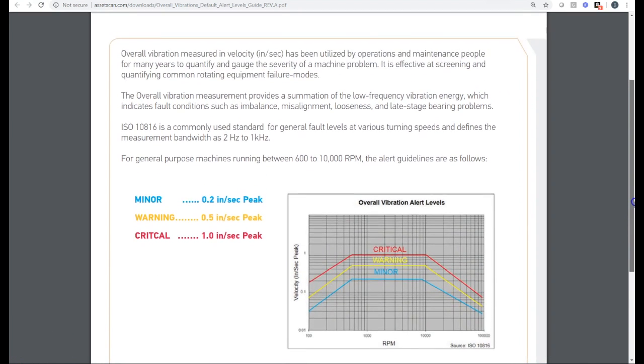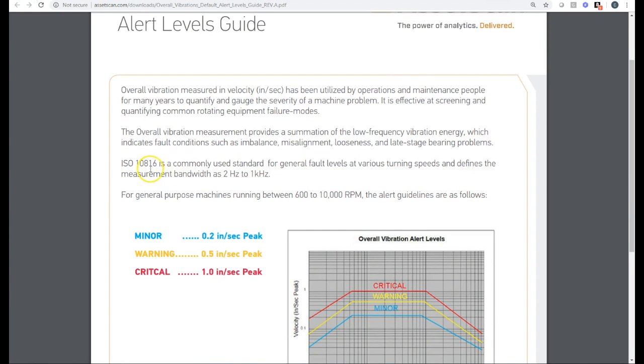So scrolling back up here and catching up a little bit, we're using the low frequency band of 2 Hz to 1000 Hz as defined by ISO 10816 for this measurement. This measurement of overall vibration, low frequency, is good at indicating late stage faults like imbalance, misalignment, looseness, and late stage bearing problems. To see what we're doing for ultrasonic and looking at the leading indicators of lubrication, early stage bearing faults, and cavitation, check out our video on setting ultrasonic alerts.